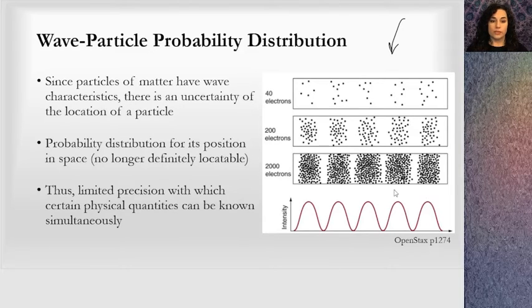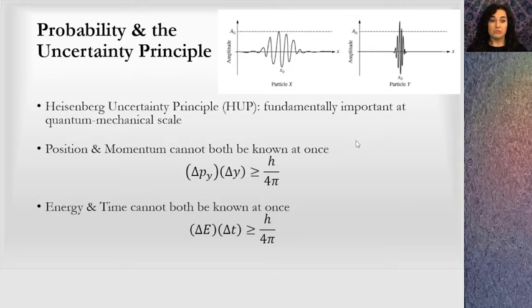There's some sort of probability where a single electron will land. We can't know for certain until it gets there, and there's a probability all across that screen. And we can think of the probability in terms of the intensity. There's high probability in areas of high intensity and low probability in areas of low intensity. The probability distribution in space, there's no definite location, and there must be some sort of limited precision with which certain physical quantities can be known simultaneously, okay?